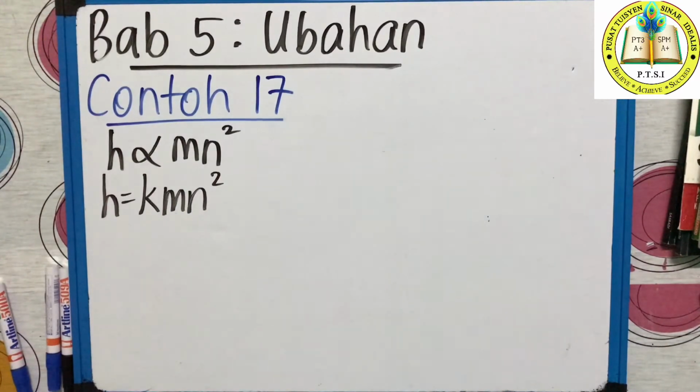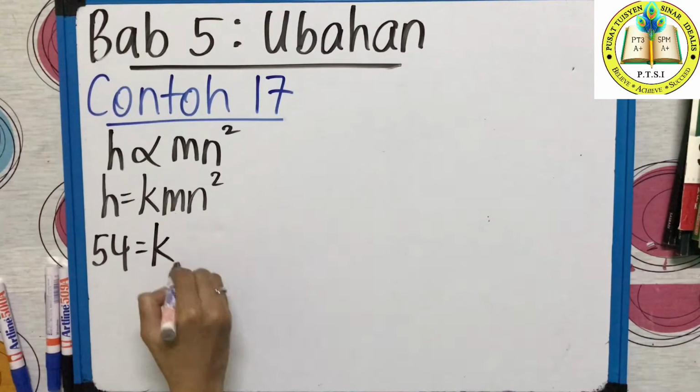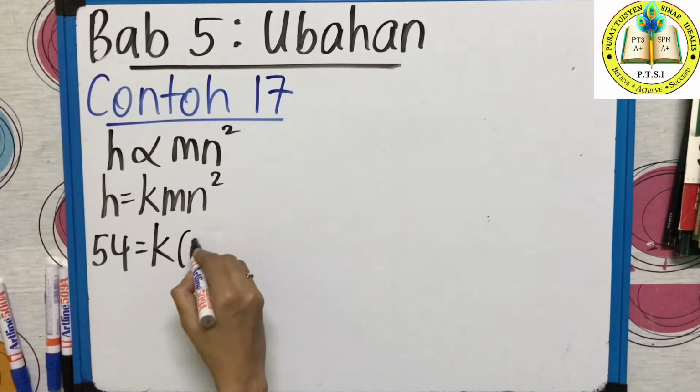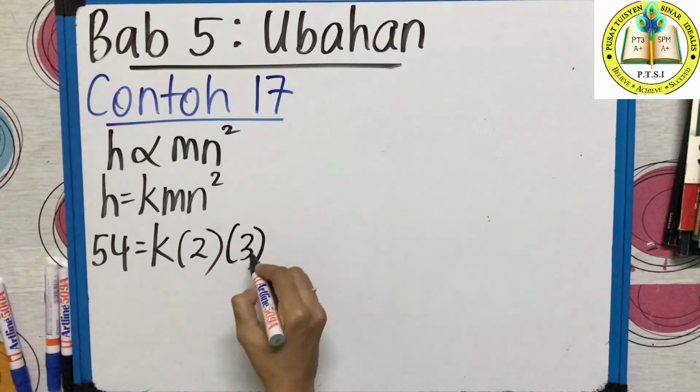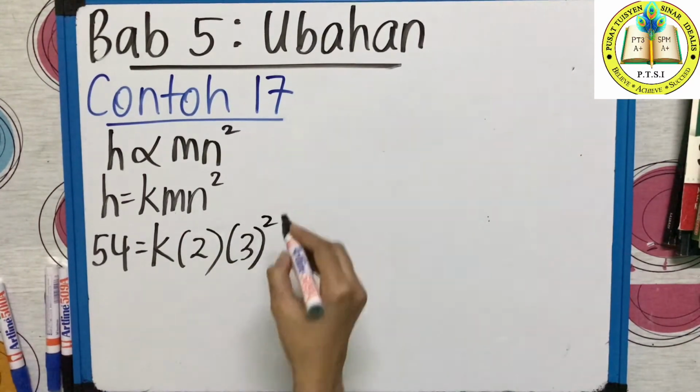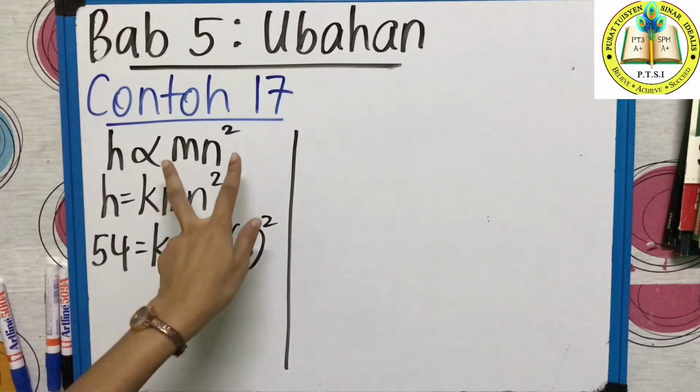So apa jalan kerja pertama cikgu ajar? Teacher say first working is to find the K. So look at the number given there, the value given there. H 54. Cikgu ganti H 54. K kamu mesti cari. M 2 teacher put bracket. N 3 teacher put bracket 3, and then the kuasa 2 is out. Nampak tak kelas? So don't confuse. Tadi ada 1 huruf, sekarang ada 2 huruf.